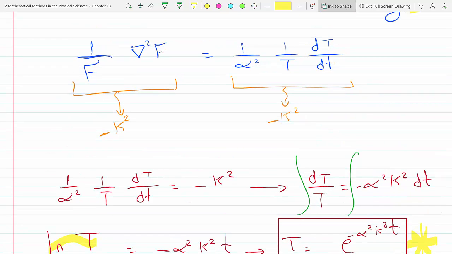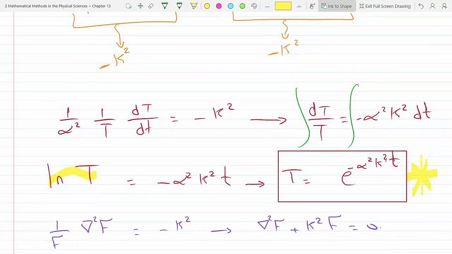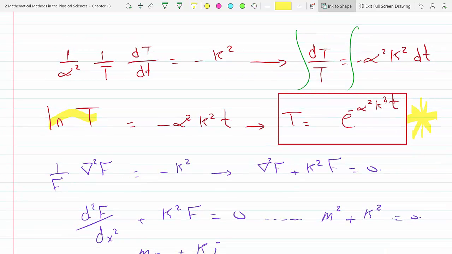The second part that I called minus k squared is 1 over f del squared f. So 1 over f del squared f equals minus k squared. Move everything to the left, 0 out the right hand side. You get del squared plus k squared f equals 0. Now, del squared is a function of 3 variables, x, y, and z. So then I broke up this equation in x, y, and z. So del squared f in x would be d squared f over dx squared, the second derivative of f with respect to x, plus k squared f equals 0.